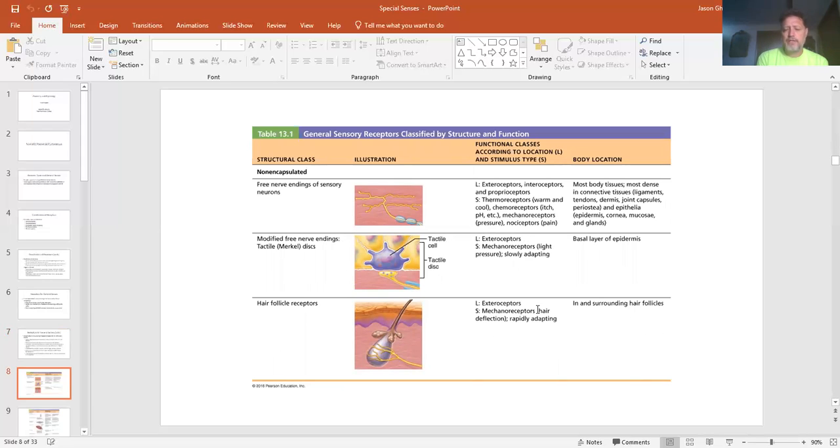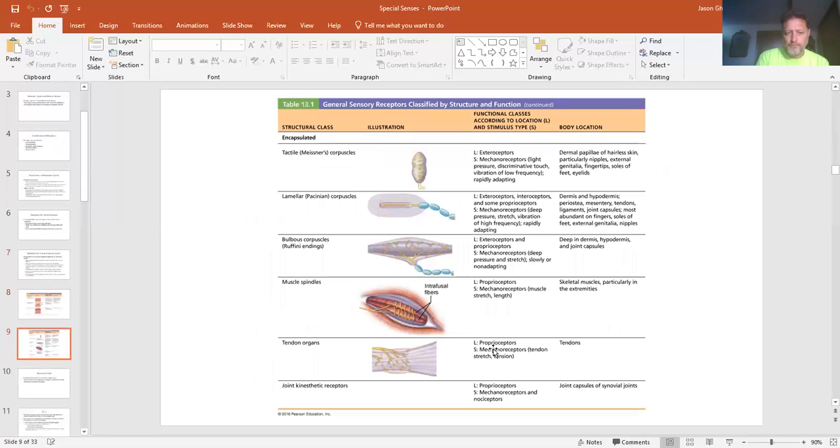Chapter 13 of your textbook shows you some of those unencapsulated nerve endings. So they're free, again, body tissues, where they're located, what they do. And then we have our encapsulated ones. So you see the connective tissue around them, the glial cells, the myelination going on them faster because they are myelinated. Again, body location and what they're sensing. Okay, so there are charts and tables in your textbook to review these if you need to.